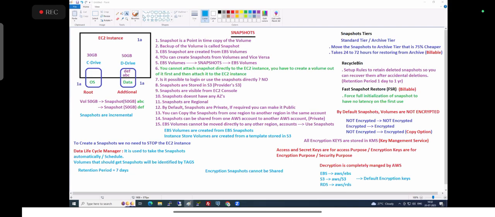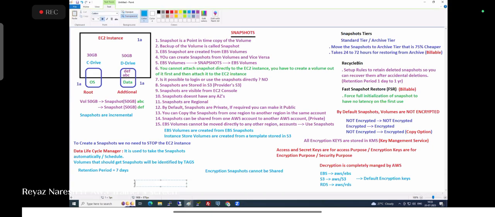Billable or free? Billable. And if you accidentally deleted the snapshot and you want to restore it, from where do you restore? Recycle bin. Every snapshot will go to the recycle bin. I'll write that. Not every snapshot will go to the recycle bin, only snapshots with selected tags.